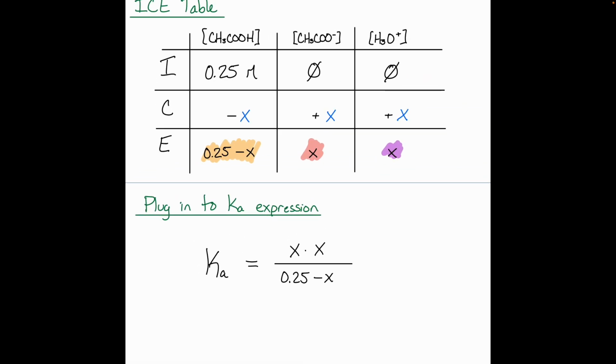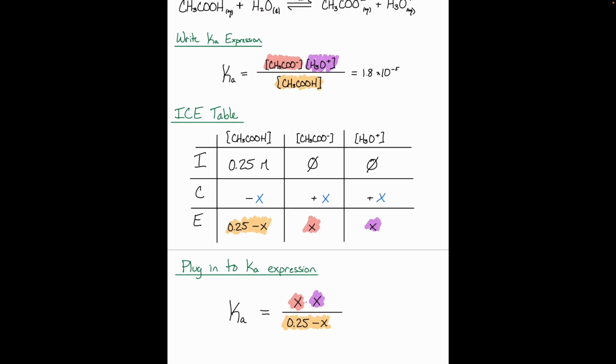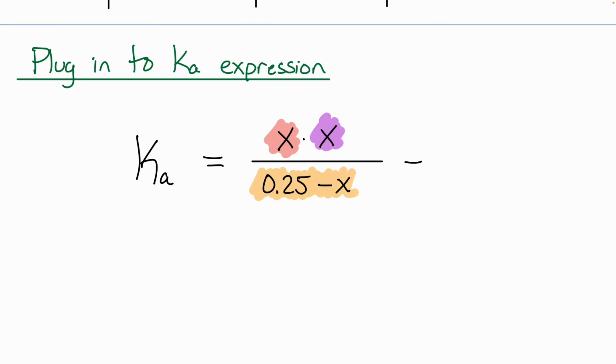And again, where did these come from? They came from our ICE table. That 0.25 minus X was my concentration of my acetic acid at equilibrium. X is the concentration of both my conjugate base and my hydronium at equilibrium. All right, so we all see where we got our equilibrium expression from our balanced chemical equation. We then built our ICE table, and now we're plugging these back into that expression, because I know that this all is equal to that 1.8 times 10 to the negative 5 value.